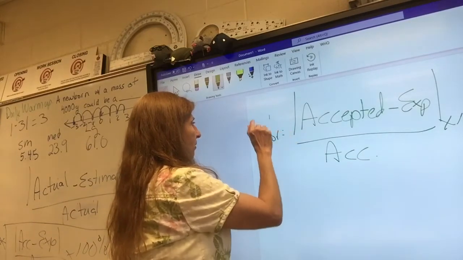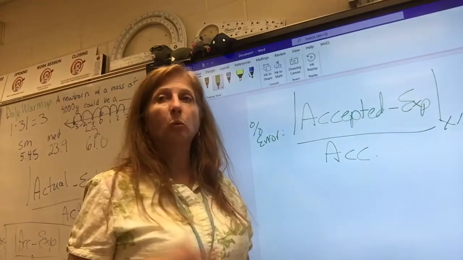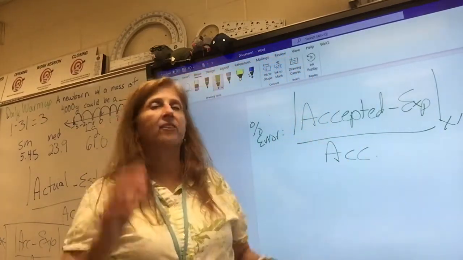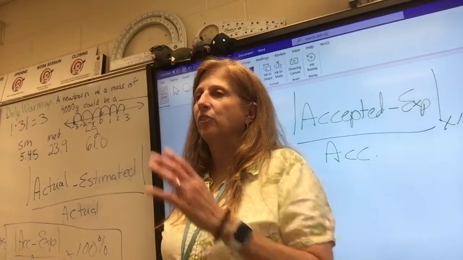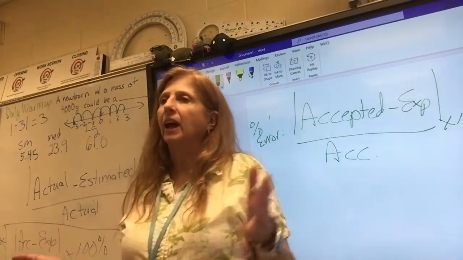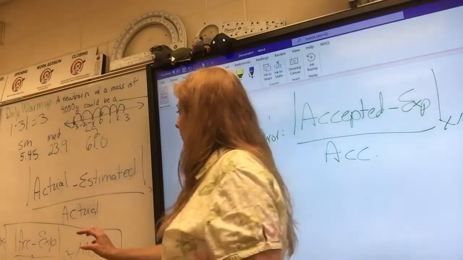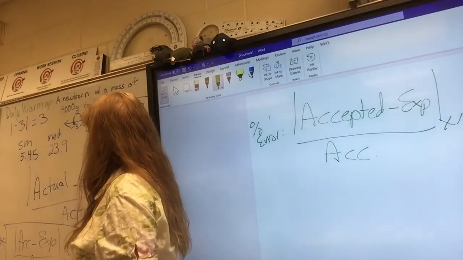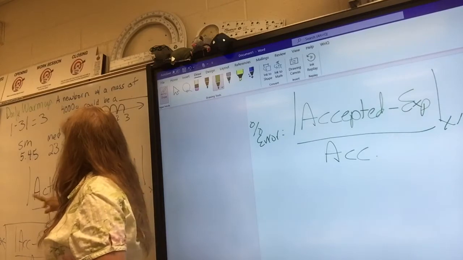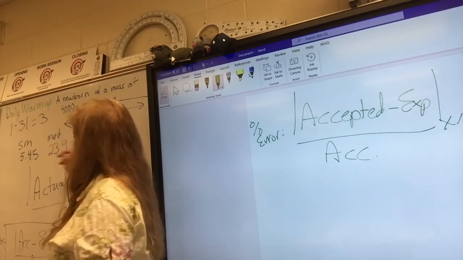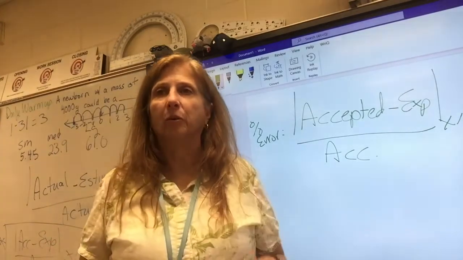It's percent error. But that doesn't work with ours because we don't have experimental and accepted. What we have is your estimate and then what it really was. You have estimate and actual. So this is our formula we're going to use. The actual minus the estimate divided by the actual times the 100. And this is the absolute value of it.